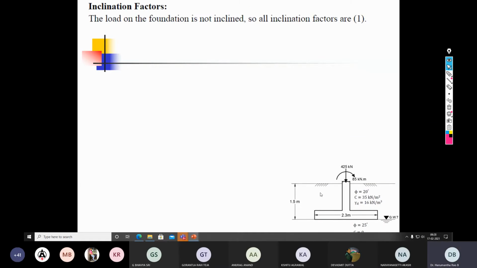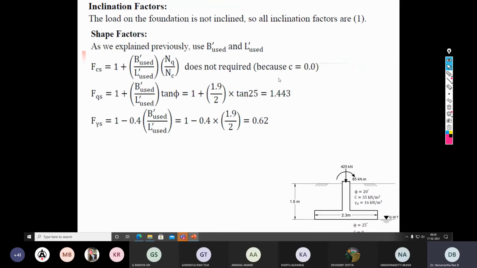Okay, since the axial load is perfectly vertical, all inclination factors will now become unity. So you do not need to calculate the inclination factors value. So these are the shape factors. So try to calculate.